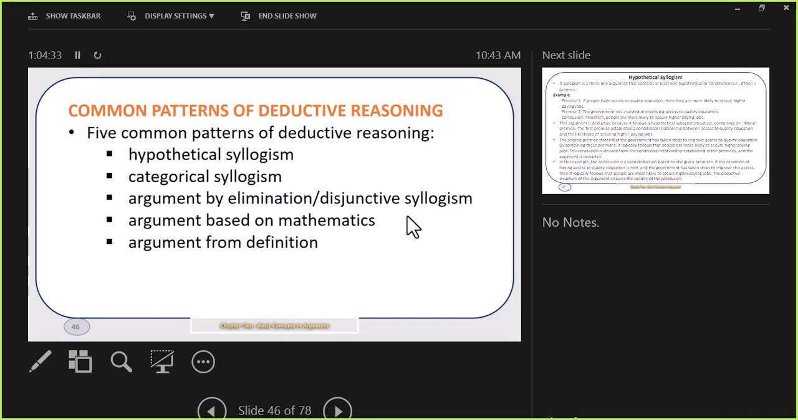What is the common feature of deductive arguments? The content of the premise is exactly the same as the conclusion. Hypothetical syllogism, categorical syllogism, argument by elimination, disjunctive syllogism, argument based on mathematics, and argument from definition are characterized by this common feature. But in an inductive argument, the content of the premise is less than the conclusion. The conclusion contains more than the premise.